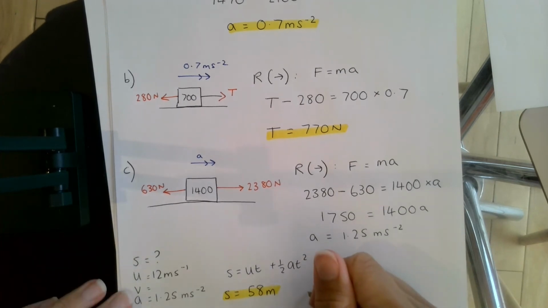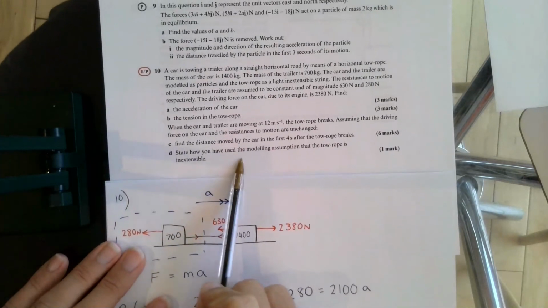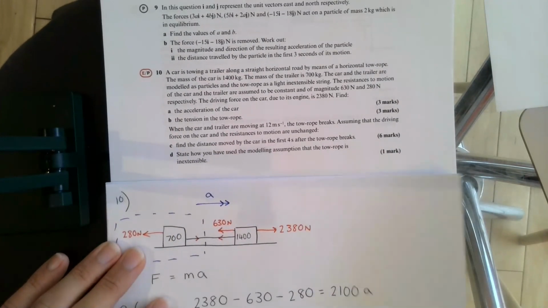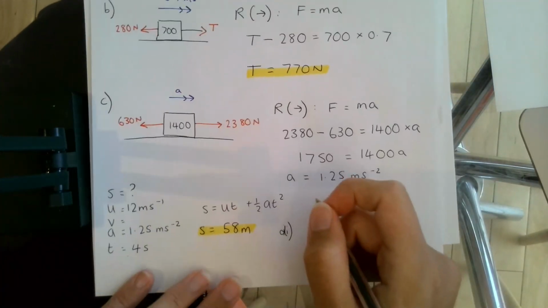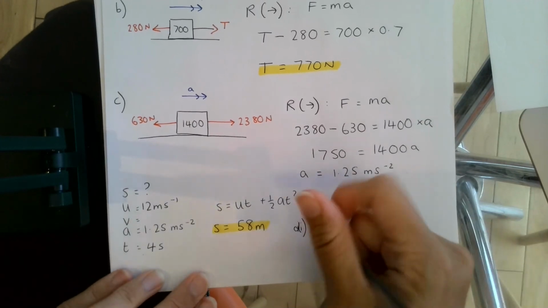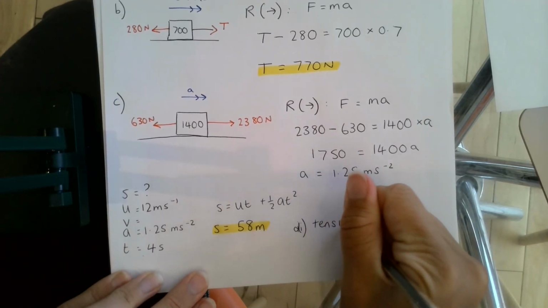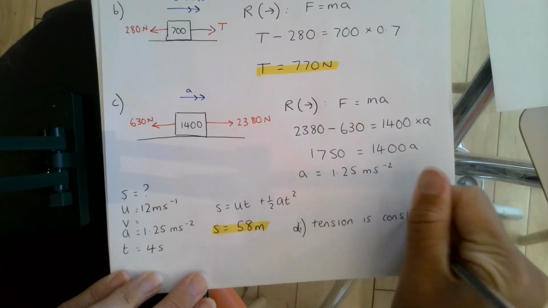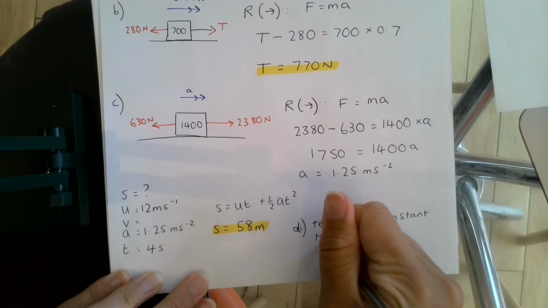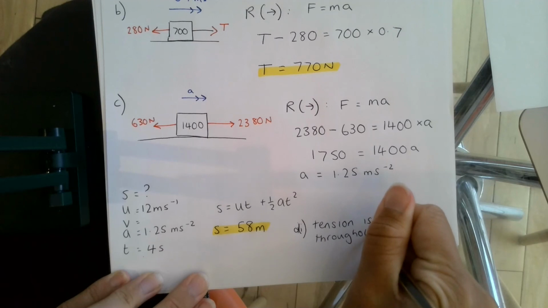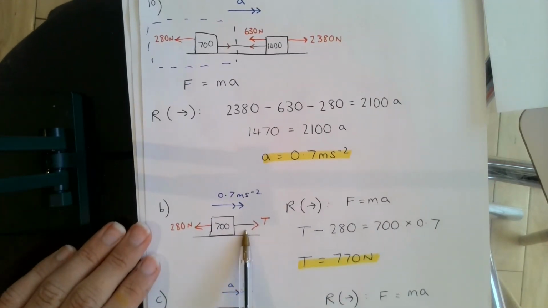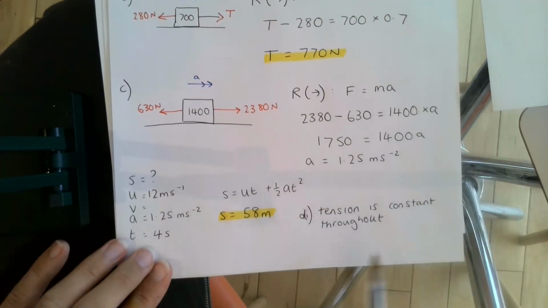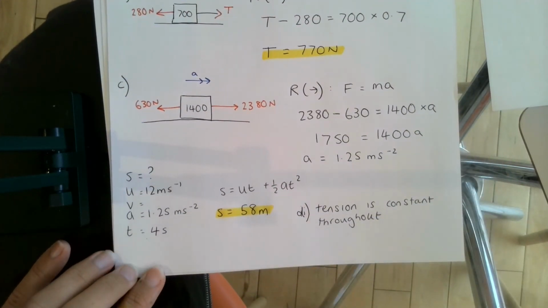And then finally, the last part of the question is saying, state how you have used the modelling assumption that the tow rope is inextensible. And all that means, part D, not I, is that the tension is constant throughout. So if it wasn't inextensible, we wouldn't have been able to work out that tension here in the tow rope. However, it is inextensible, so therefore the tension will be constant throughout the whole of the tow rope.